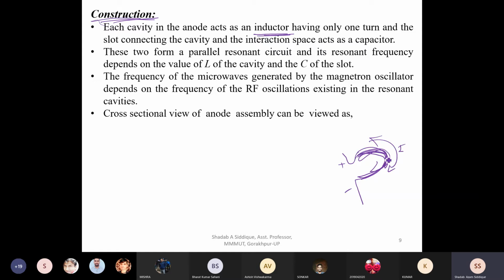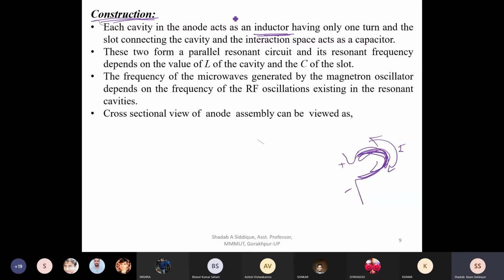So there is an inductor and there is a capacitor. Due to the inductor and capacitor we get a resonant frequency, and that is why these are also called resonant cavities. The inductance and capacitance give the resonant frequency, that is, the oscillating frequency.